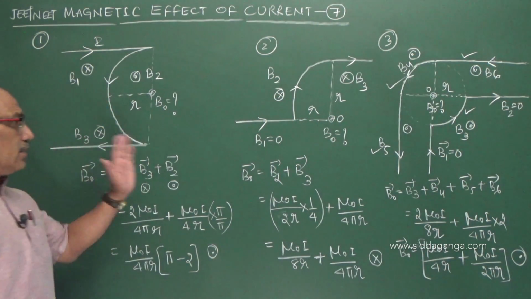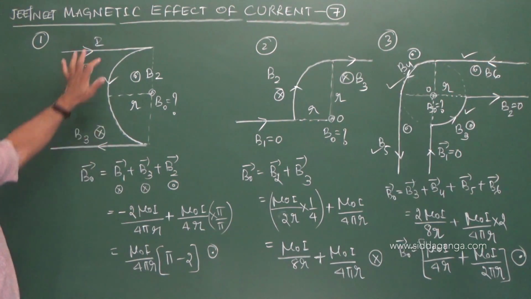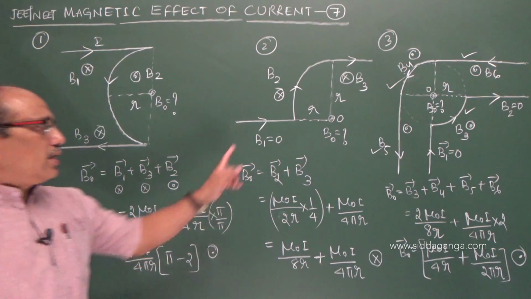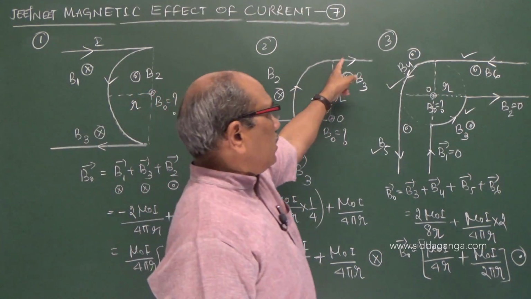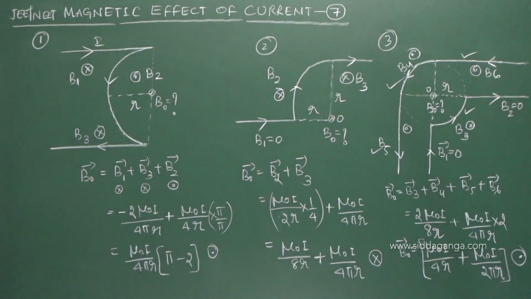So the 3 different cases are shown here. 1 arc, half circle part and 2 straight lines. 1 arc, 2 straight lines. 2 arcs, 2 straight line portions. Let us go to another example.